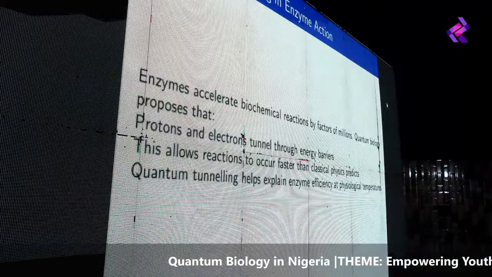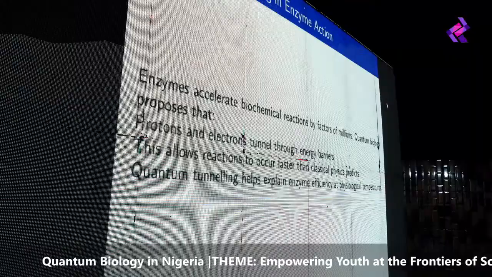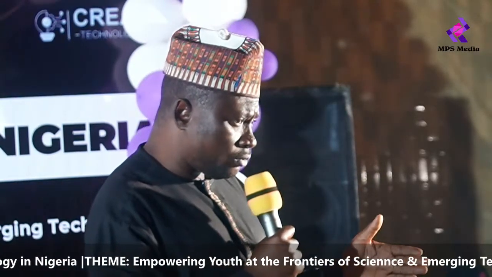There is this issue of enzymes, how they accelerate and move from one place to another. I made mention of tunneling. They don't have enough energy to cross over the barrier, but somehow you will be able to see them on the other side.